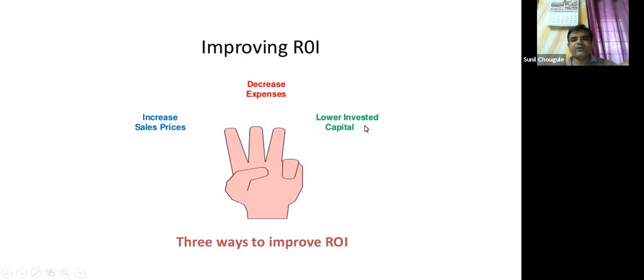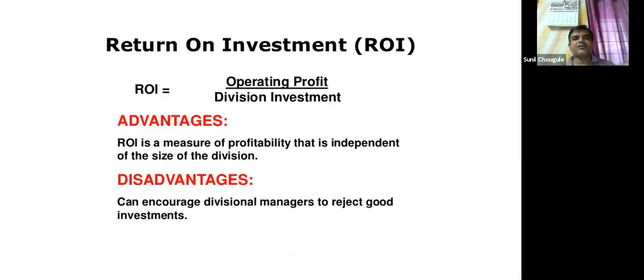Invested capital, I hope you all know this capital, that is land, furniture, building and other items which are fixed, which are not movable, machinery also. So these all are capital items, so we have to lower them. Return on investment has one more equation, that is operating profit divided by division investment. If operating profit is more and division investment is less, then return on investment will be more. That means the company is in profit.